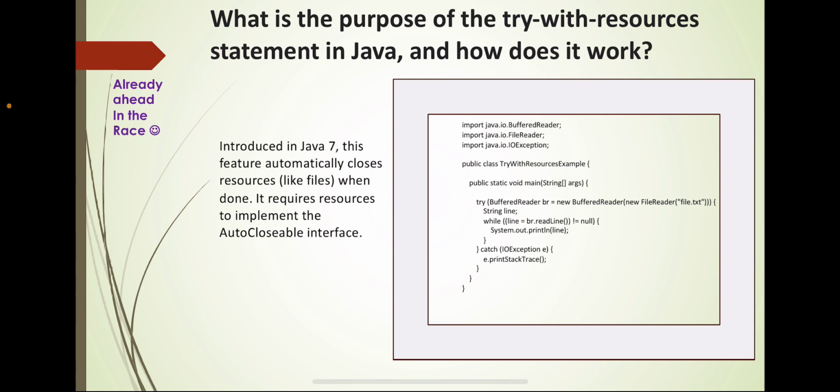Congrats. So what is the purpose of the try-with-resources statement in Java, and how does it work? Usually when I go for interviews or when I am an interviewer and I ask this question, try-with-resources, most candidates think it is a feature added in Java 8, but no. It was introduced in Java 7. This feature automatically closes resources when done.